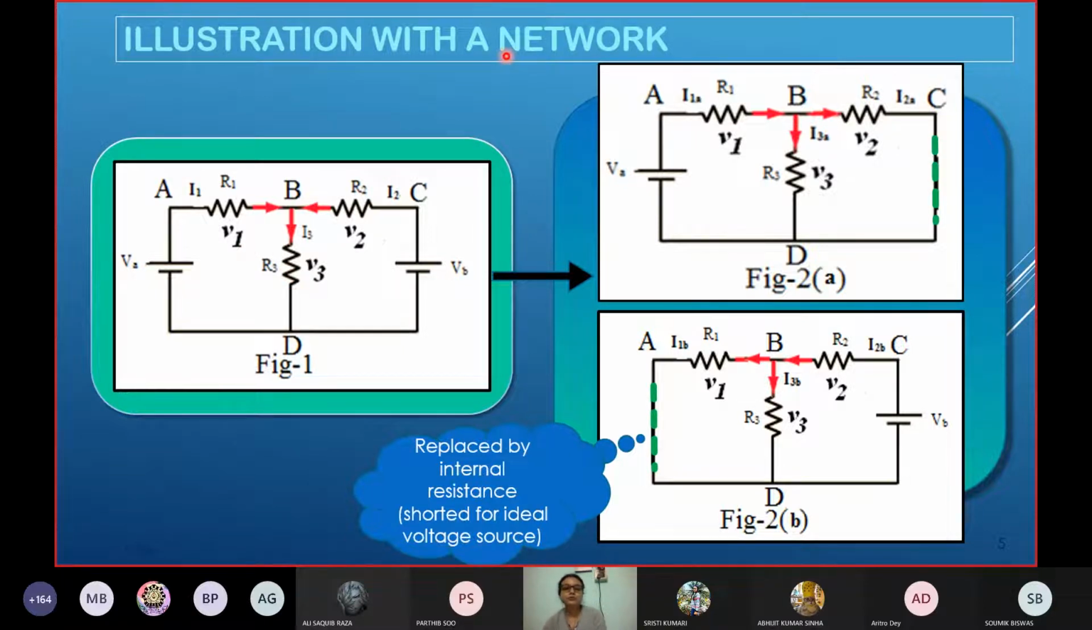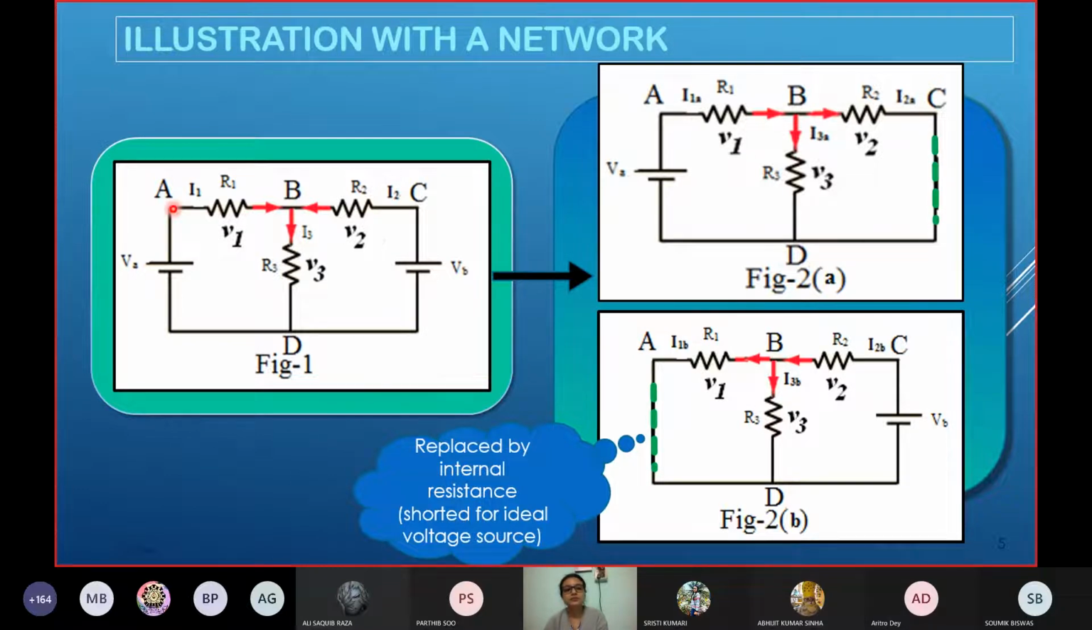Now when we are talking about the superposition principle, we will first apply these two sources simultaneously, and we will measure all these three currents and voltages. Next, what is the task? We will first omit this source, so it would be replaced with its internal resistance, drawn with these green lines. If it is an ideal voltage source, its internal resistance will be 0, which means CD will be shorted.